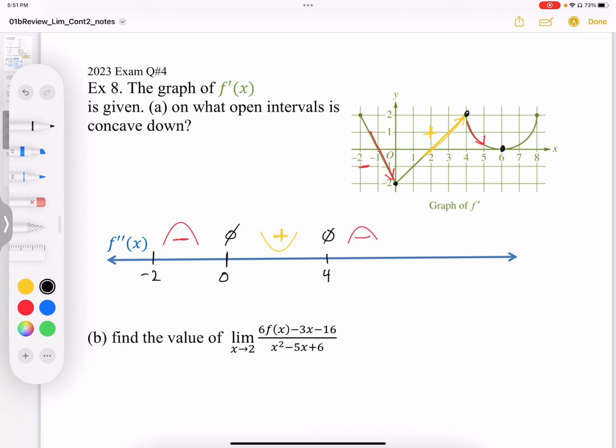So that's going to be at x equals 6. In this case, we have 0 slope, so the second derivative would be equal to 0. And again, changing direction, we now have positive slope, which indicates positive concavity. So the intervals that it is concave down are from -2 to 0 and from 4 to 6. Those are my two intervals.